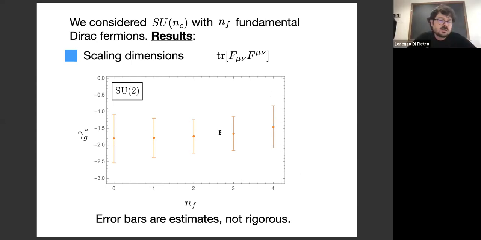Yes, okay. I didn't do this calculation, but it's also not something that you see immediately because it's a matrix of mixing between many operators. But yes, in principle, it can be checked. Right. Okay.